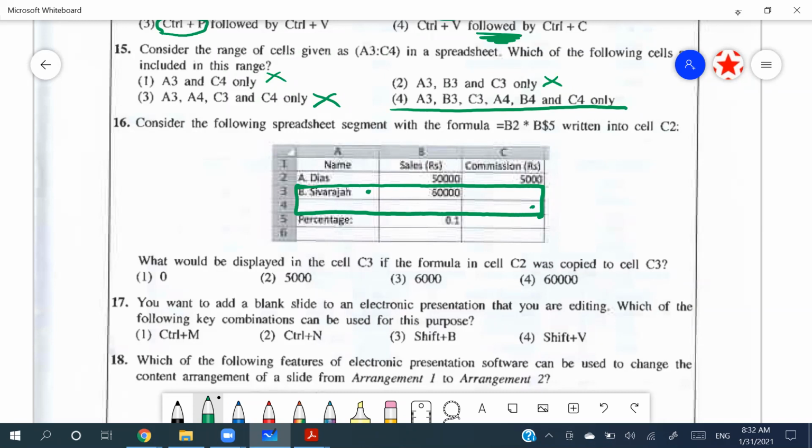Like Shift B and Shift V won't do anything. Control B will make you bold. Control V will make you paste something. And Control N, as we mentioned earlier, is there to take a new file.